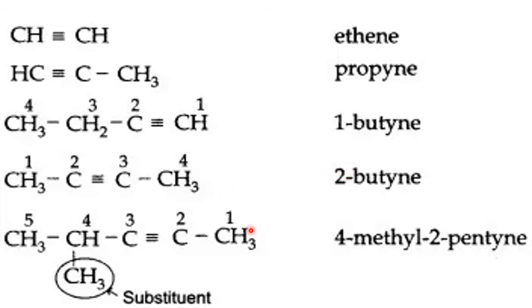This one, the longest chain contains 5 carbon atoms. So pentane family, pent. Triple bond is there, pentyne. But here it has got a substituent side chain. And where is it? It is on the 4th carbon atom of the main chain. So first we will name the side chain. On the 4th carbon atom of the main chain, methyl group is there. So it is 4-methyl. Family name is what? Family name is pentyne. Because the triple bond is there on the second, therefore it is called 4-methyl-2-pentyne. Very good.